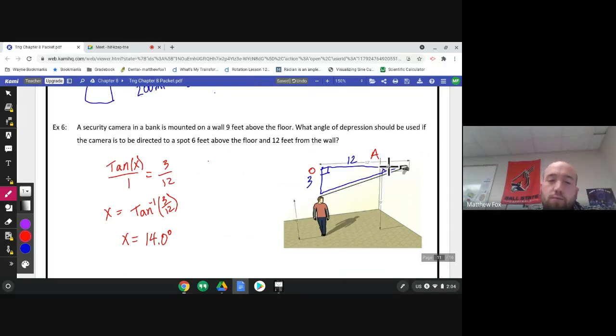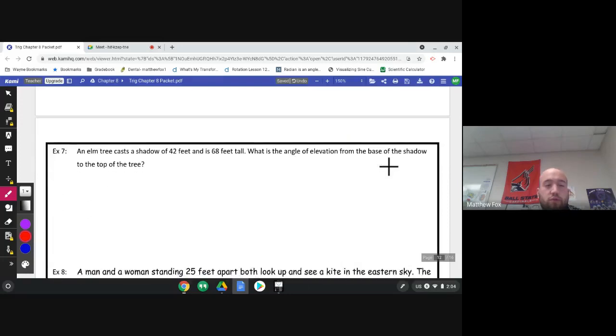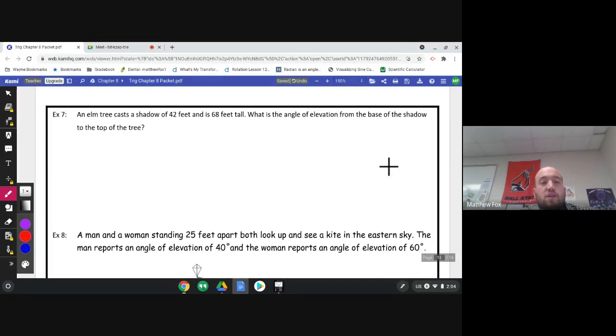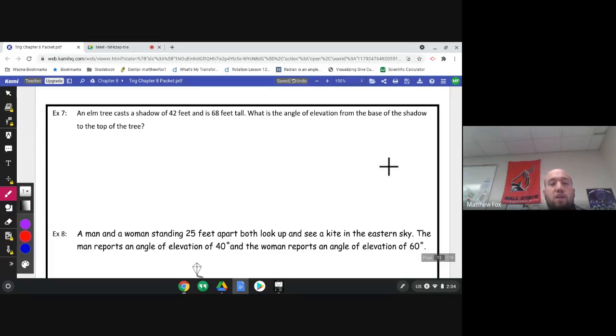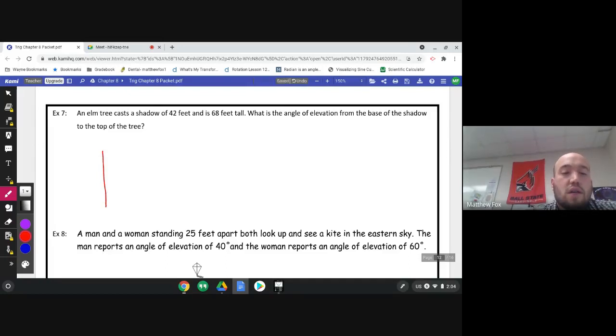Okay. So we'll do a couple more. We'll do 2 more today. So on this one, an elm tree casts a shadow of 42 feet and is 68 feet tall. So we have some tree here, and it says it's 68 feet tall. We know the shadow, if the sun is up here, it's coming down, the shadow. I know it's maybe tempting to put that over here, but if you think about it, the shadow will actually be on the ground. Okay, so that is 42 feet.